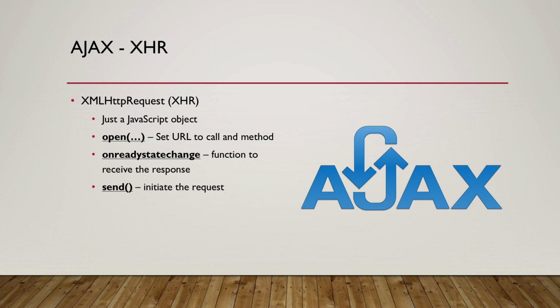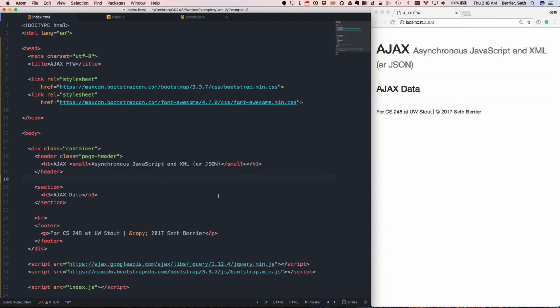AJAX is much more conceptually difficult to understand than it is to actually program. It is a little bit verbose in the programming, but as you might guess, jQuery is going to help with that. So I've created another little example here. This is just a slight modification of what we did with JSON.